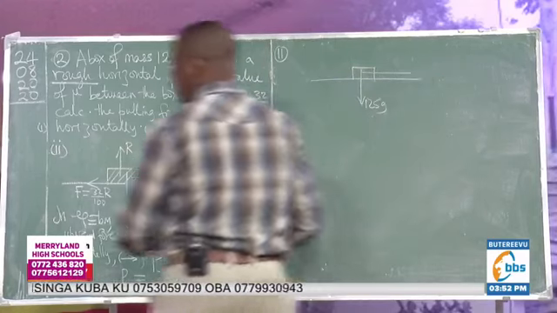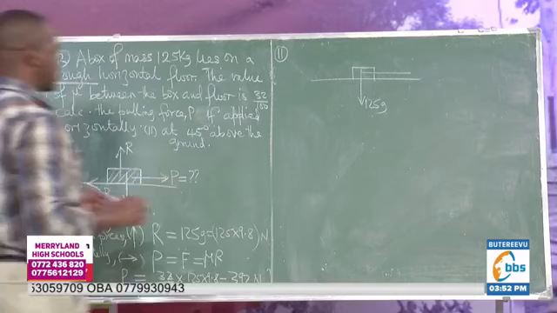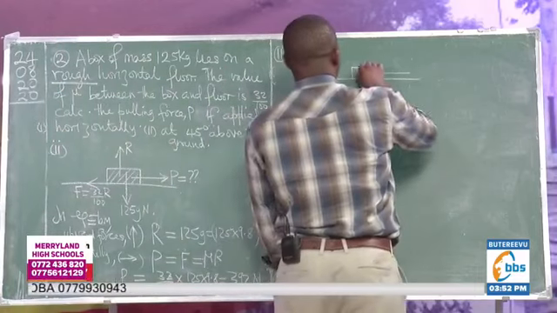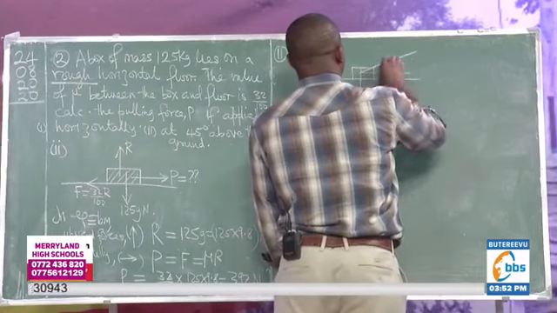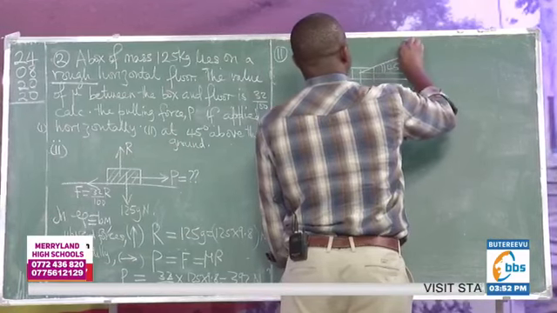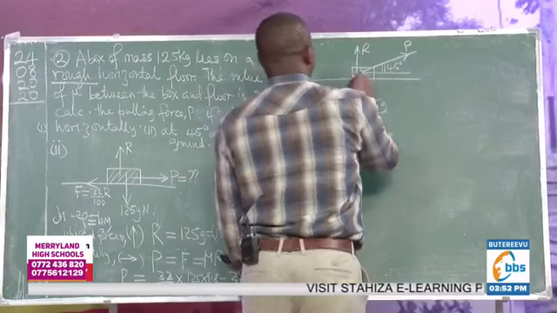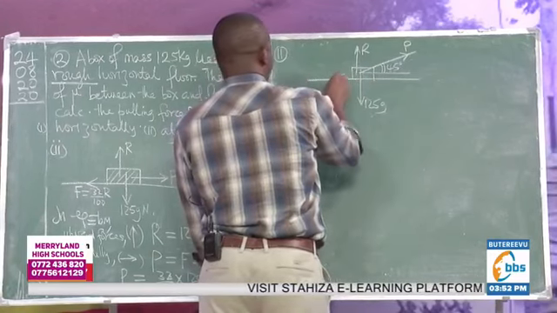This time, they are telling us that P is acting at 45 degrees. So P is acting around here. If I let this be 45, our P is acting here. Our normal reaction is still there. Our R and our frictional force is still there.